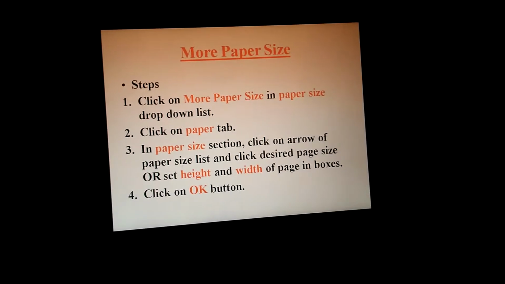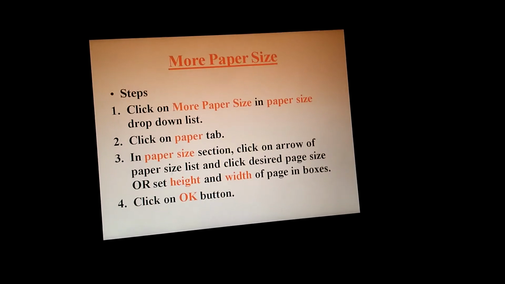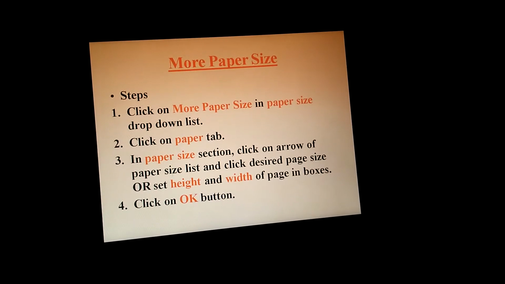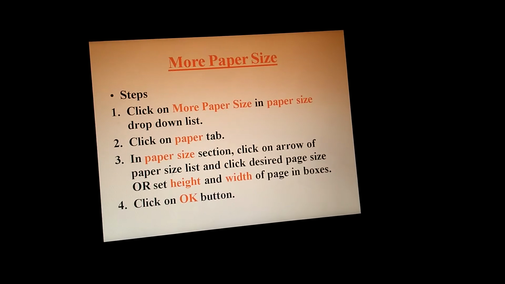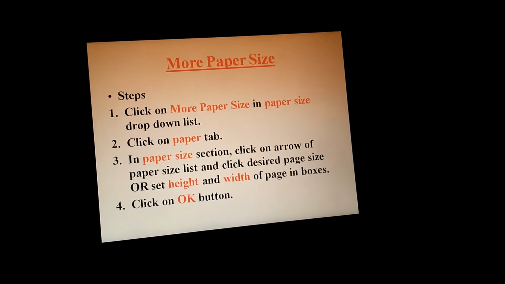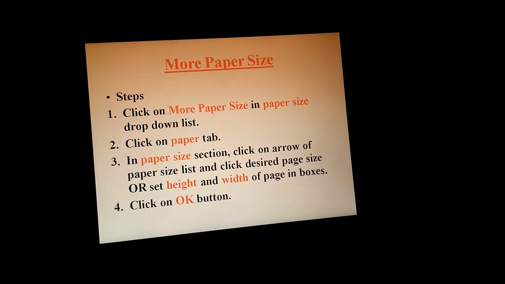Next, children, more paper size means there are some other options also available for setting the paper sizes apart from the fixed sizes like A4 and A3 size. So for more paper size you have to follow the following steps. Click on more paper size in the paper size drop down list. Click on the paper tab, means you have to click it on paper tab.